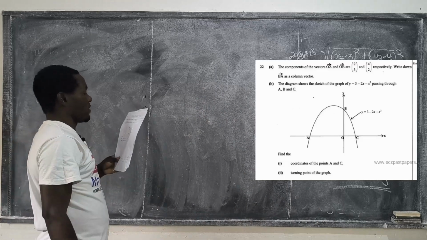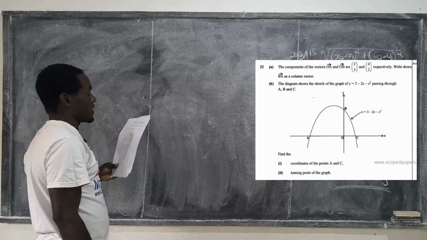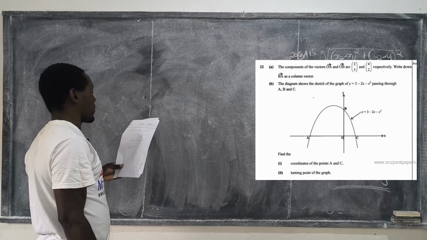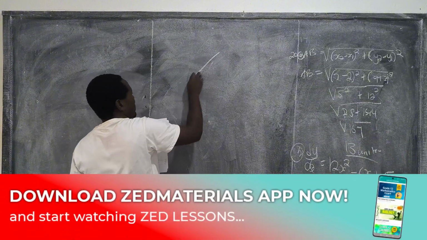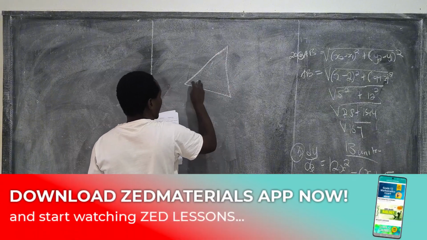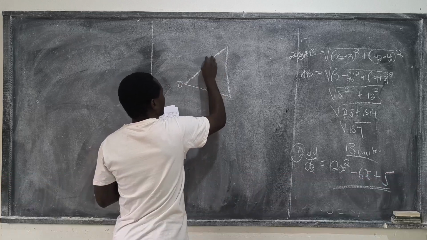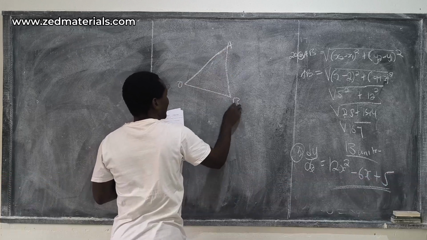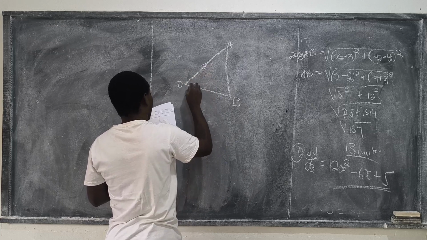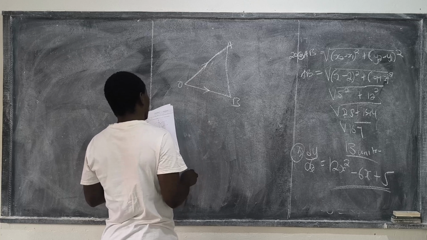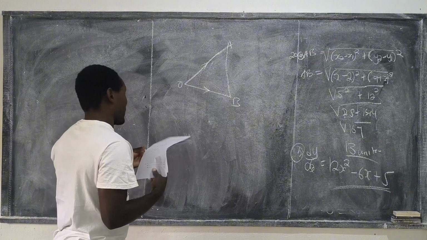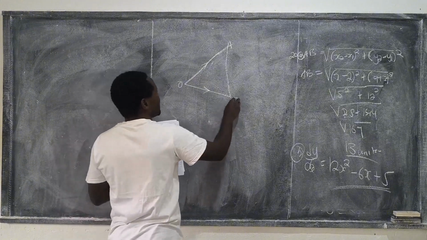Saying the components of the vectors OA and OB are (2, 3) and (4, 2), respectively. Write down BA as a column vector. So in the Z materials, we explained that you have to do this. Draw a triangle there. This is A, this is B, and the O is our origin there. So they are saying OA, the direction of the vector, OB, the direction of the vector. OA is (2, 3), and OB is (4, 2). So we need to find the vector BA.